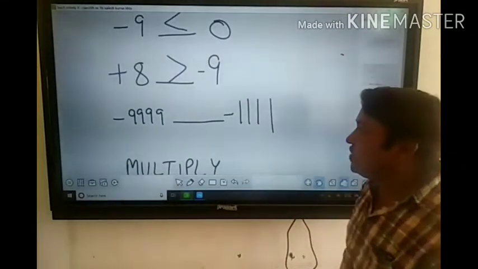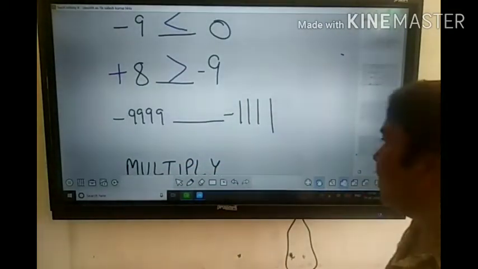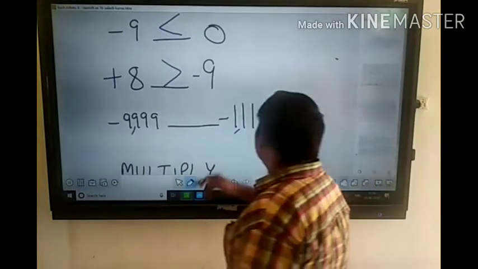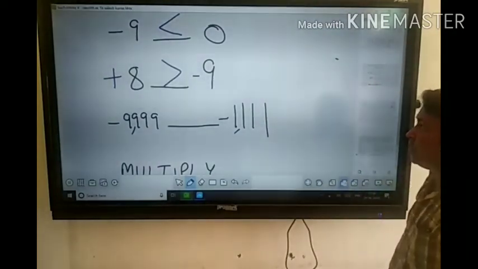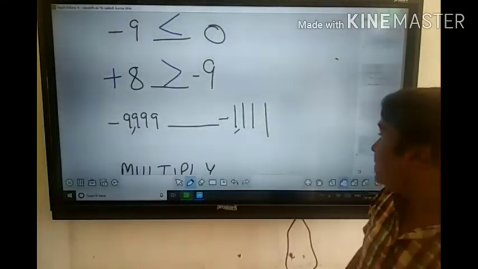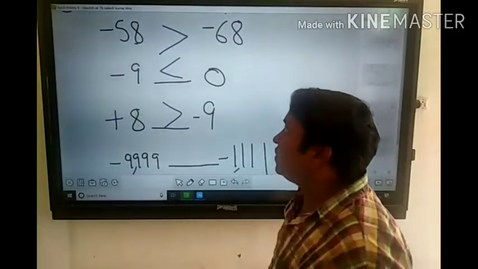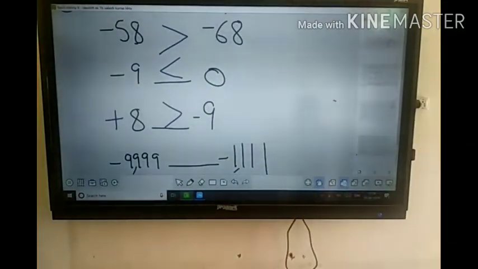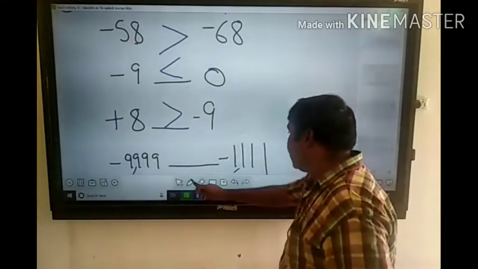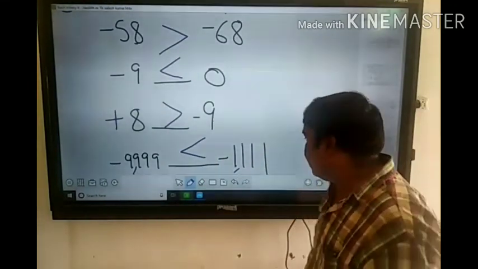Now, we will see that there are minus 9,999 and here minus 1,111. Now, both are negative integers, so which is greater? As I told you earlier, if both are negative integers, then the integer having less numerical value is always greater. So we mark the greater symbol towards minus 1,111.